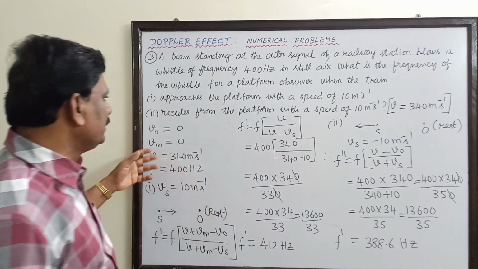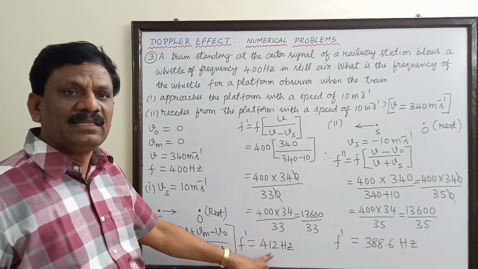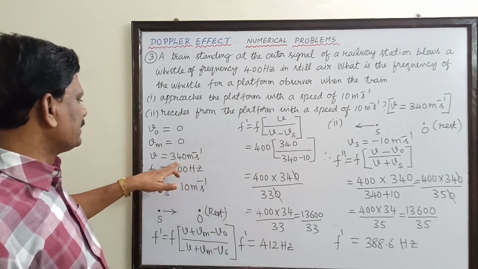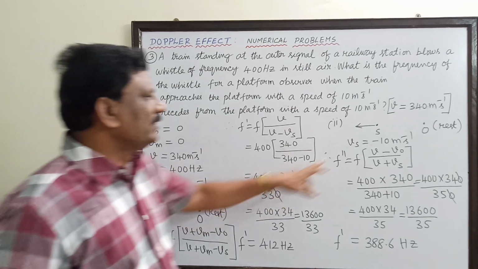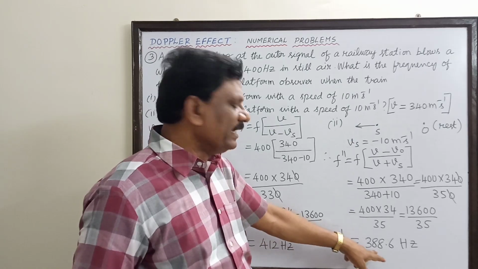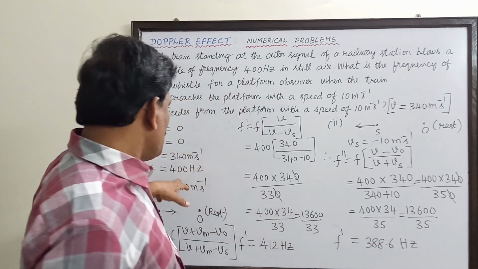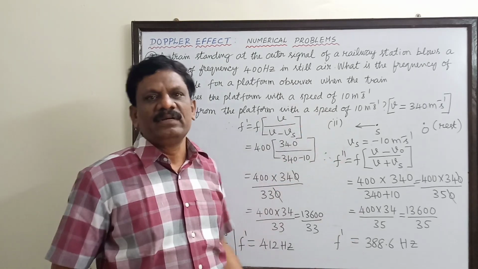So we have already studied Doppler effect. When the source is approaching the observer, there is an increase in the frequency. So 412 is greater than 400. And when the source is receding away from the stationary observer, there is a decrease in the frequency. So 388.6 is less than 400. I hope you must have understood well. Fine.